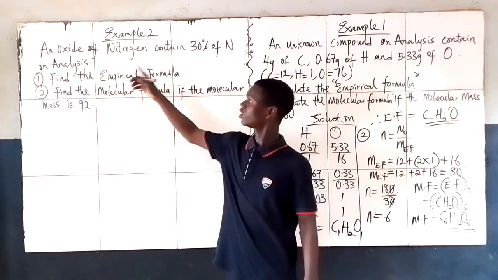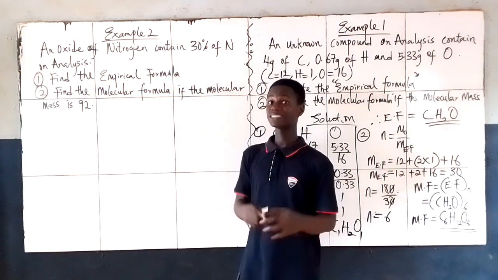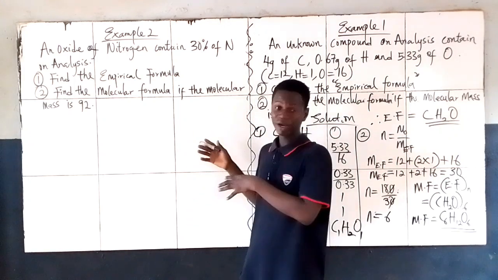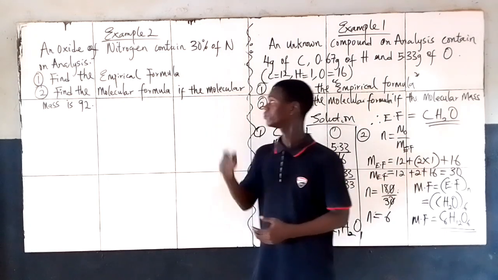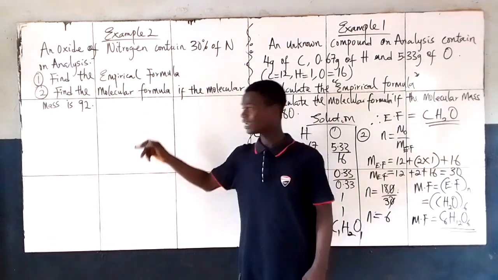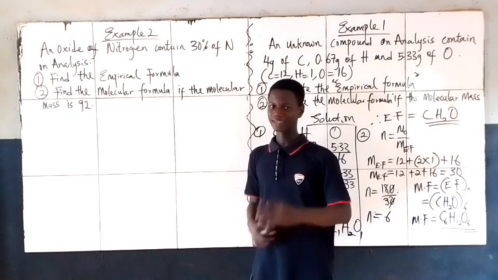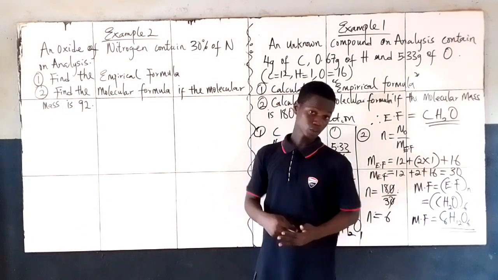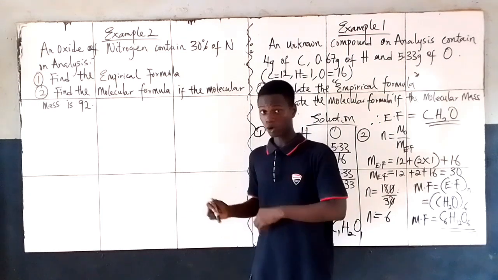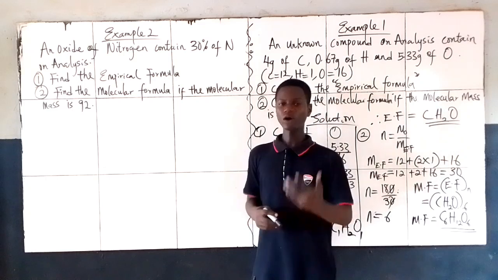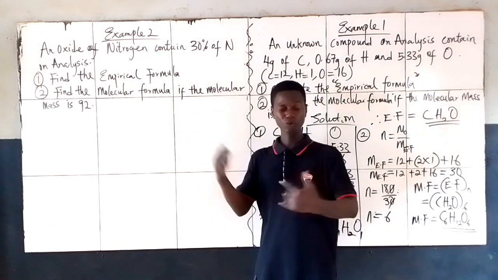They said, an oxide of nitrogen. Observe that it said oxide. That is, there is oxygen in this compound that we are talking about. An oxide of nitrogen contains 30% of nitrogen, N, on analysis. They now said, find the empirical formula. In an oxide, oxygen is in the compound, and nitrogen is also in the compound. If they had said a chloride, that is, there's chlorine in the compound. If they had said an iodide, that is, there's iodine in the compound. If they had said a fluoride, that is to say there's fluorine in the compound.